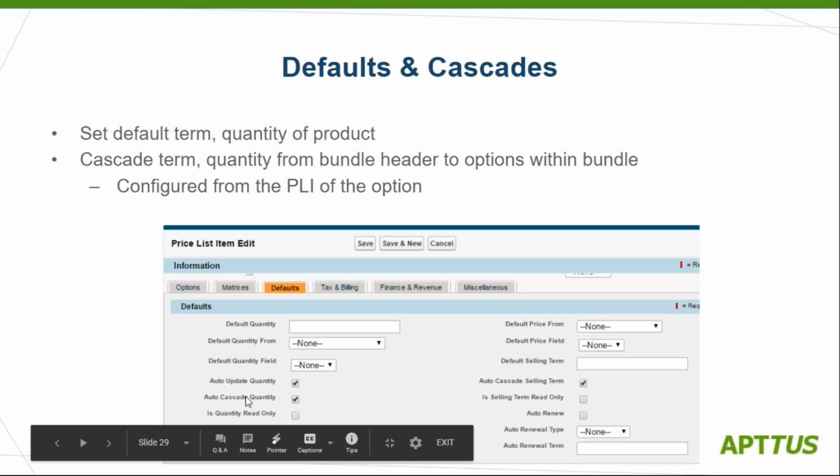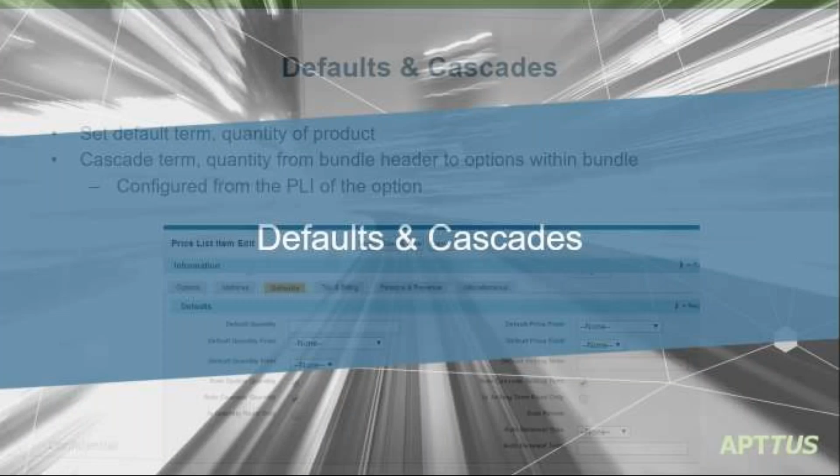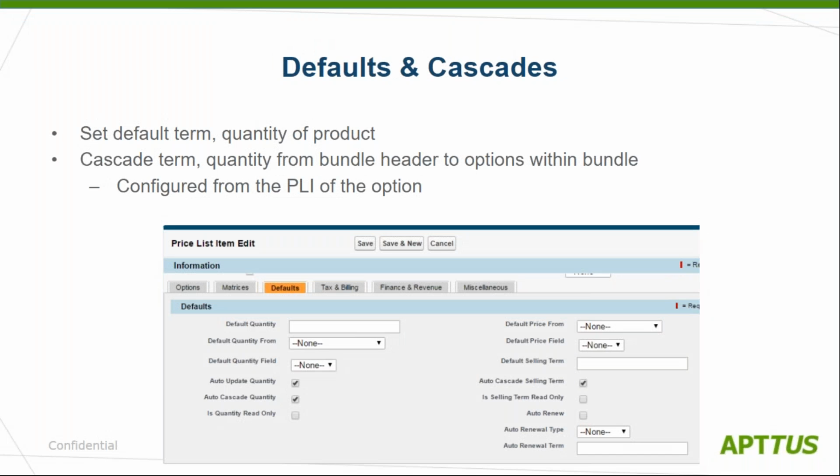So if I check this checkbox, auto cascade quantity, then it will automatically happen whenever I change the quantity on the bundle product. It will flow down to my option products. All right, this is pretty straightforward. Any questions till now?